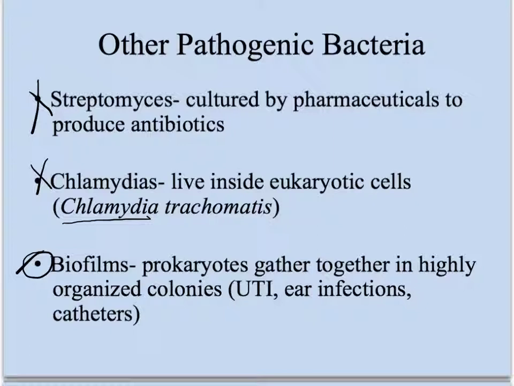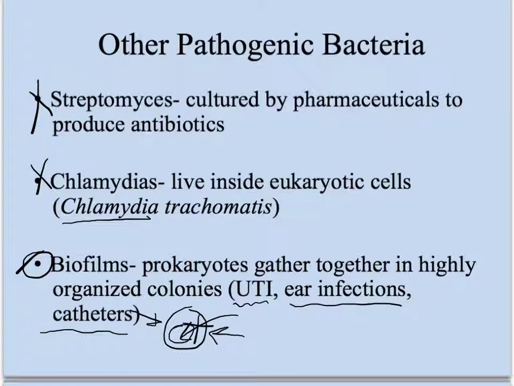So biofilms are where prokaryotes, which are bacteria of different groups and types, gather together in a highly organized colony, and they cause urinary tract infections, ear infections, and they can gather on catheters and cause things like septic shock. What's interesting about biofilms is they make this colony, and then whatever you take to get rid of it can't get to the middle. So it can't get to all the rest of this stuff in here.